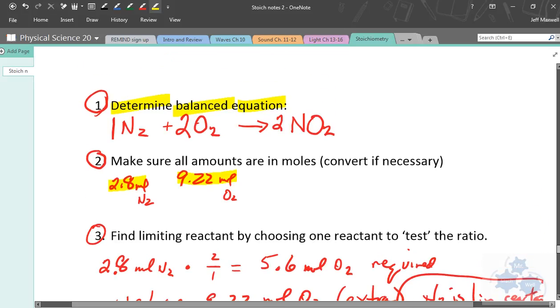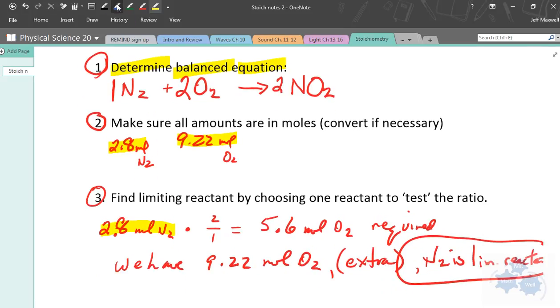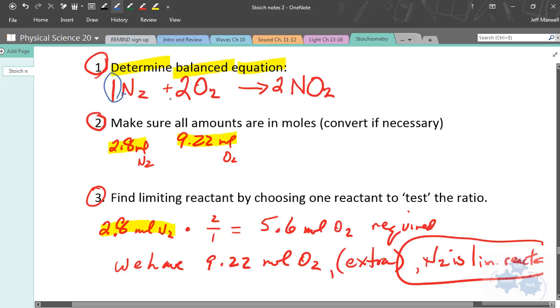So the first one that I'm given is nitrogen. So to test the ratio, we would go like this: 2.8 moles of nitrogen. All right. How many moles of oxygen would I need? According to the balanced equation, which is right here, it's 1 to 2. So if I had 2.8 moles of nitrogen, the recipe says that I would need at least 2 times that, or 5.6 moles of oxygen. You see that? To complete that 1 to 2 ratio.